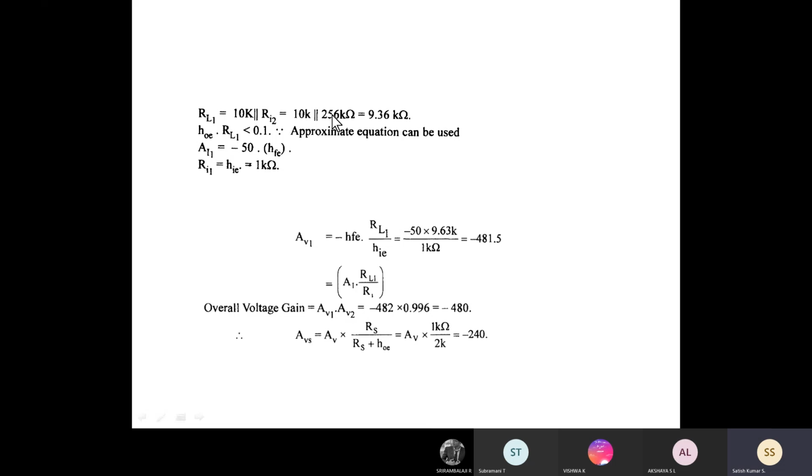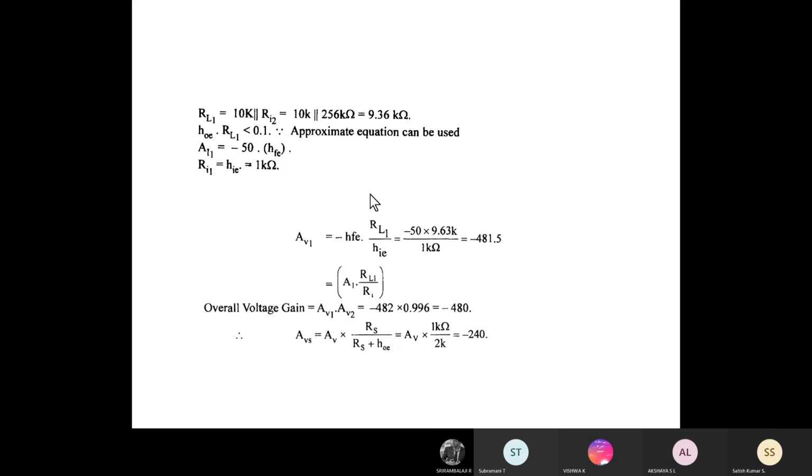We will simplify R1 parallel with R2. We know that it is R1 R2 divided by R1 plus R2. You know that formula: when two resistors are connected in parallel, the equivalent resistance is the product of the two resistances divided by the sum of the resistance values.